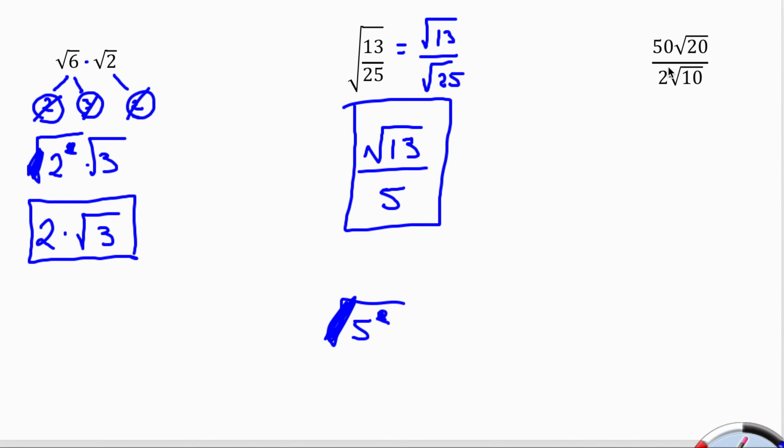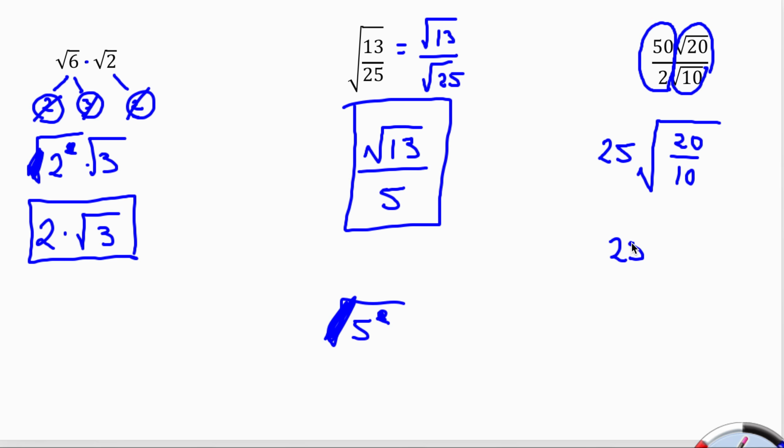Okay, let's look at this one. I'm going to think of this and this fraction separately. 50 divided by 2 is 25. And then, because of my quotient rule, as long as they're both under a radical, then I can put them under one radical if I want, so I can simplify it just like I did these. Right? So 20 divided by 10 is 2. And the 2 doesn't simplify any further.